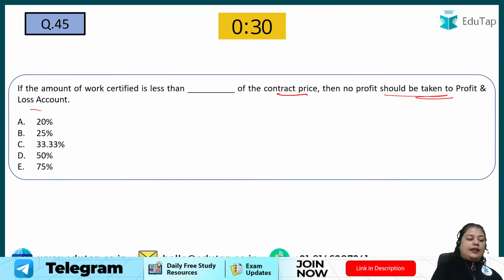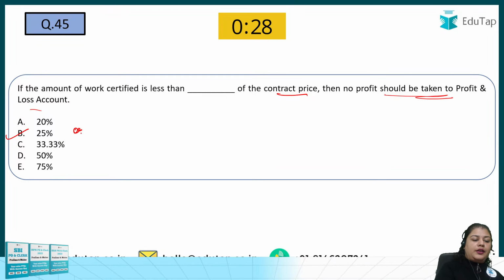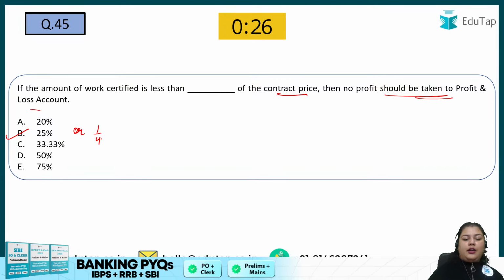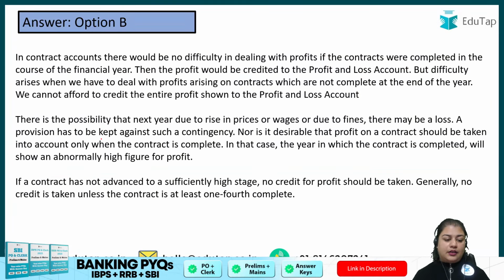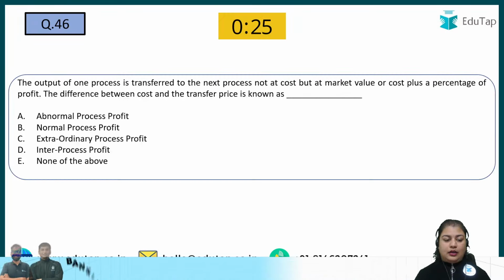Yes, the correct answer is 25%, or you can say 1/4. If it is 1/4 of the contract price, then no profit will be transferred to the P&L account.